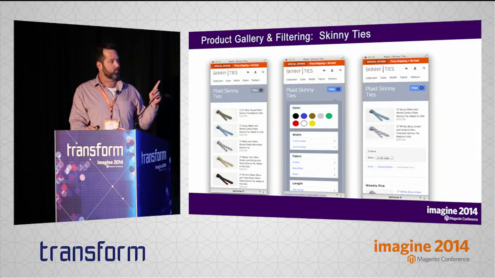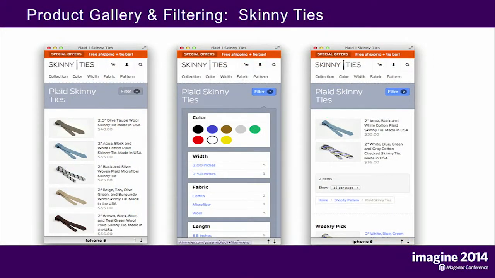SkinnyTies.com. Brendan Falkowski is a good friend of Magento, and this is one of his Magento sites. It's beautifully done. It's hard to find a bad example anywhere on the site. It's very well executed, and it's a great example of filtering.